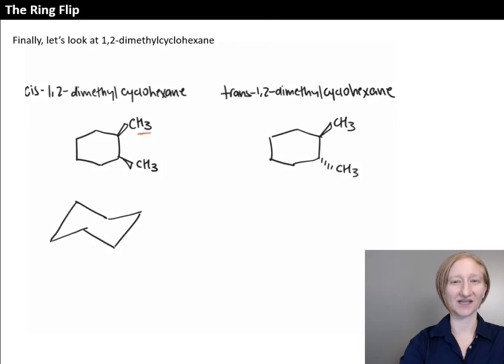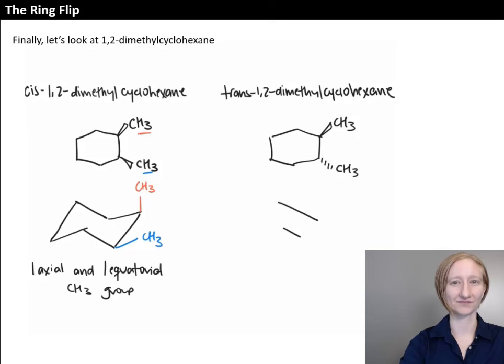Then we'll convert each structure to its corresponding chair conformation. In the case of the cis disubstituted cyclohexane, we have one group up, and I'll place it in the axial position. And then the next group is also up, which means it will be in the equatorial position. So here we have one group axial and one group equatorial. Now for the trans disubstituted cyclohexane, I have one group up and one group down. I draw them on the chair conformation, and it means that I have two axial groups.